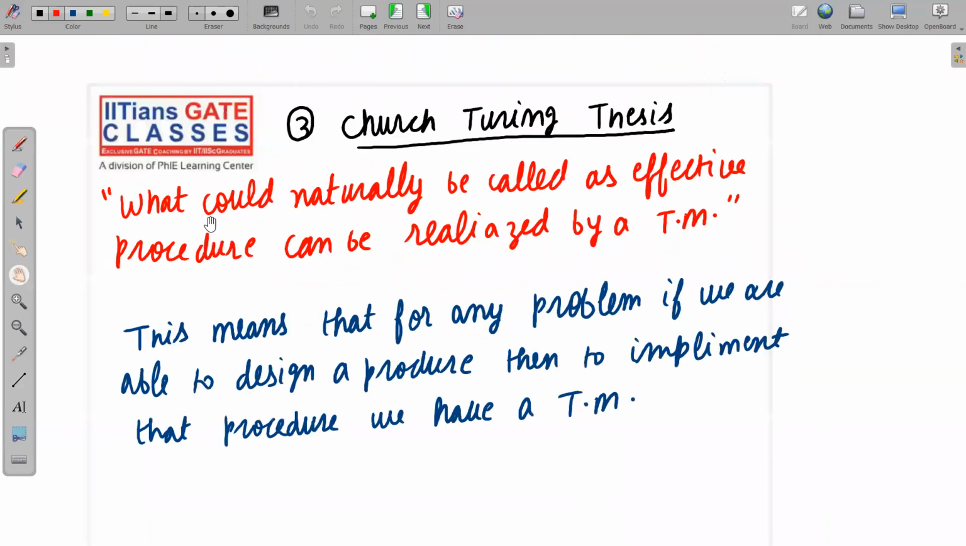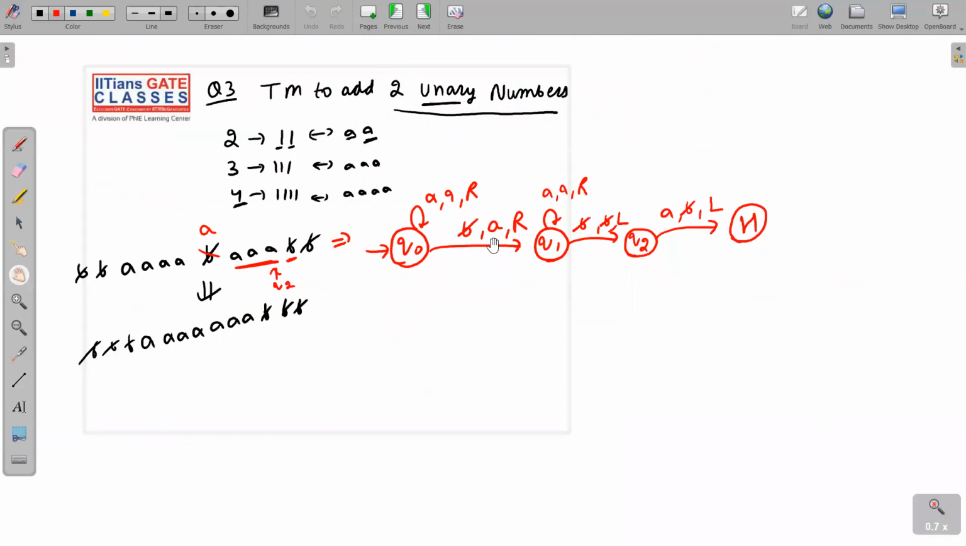So I hope you have noted it down. The next topic is the Church-Turing thesis, and I will cover that topic in the next lecture itself.